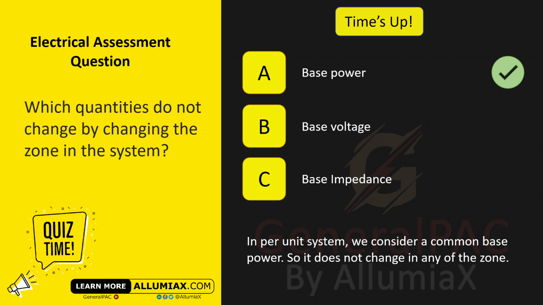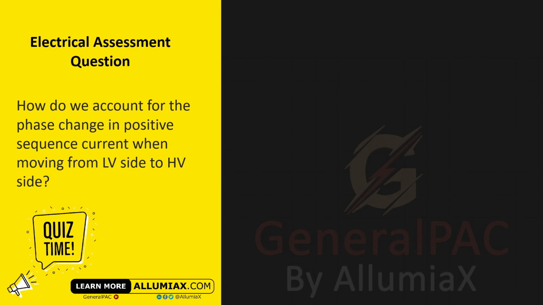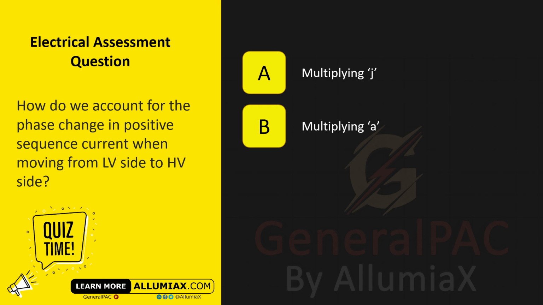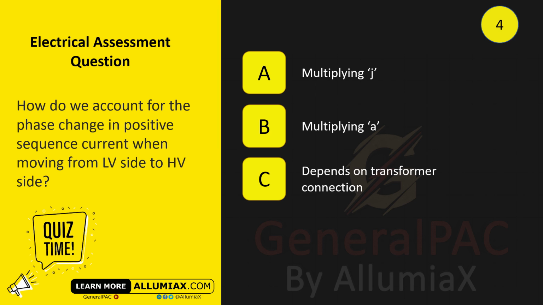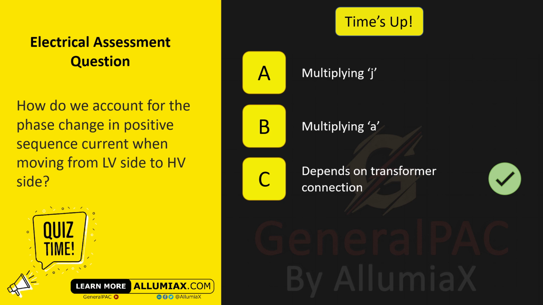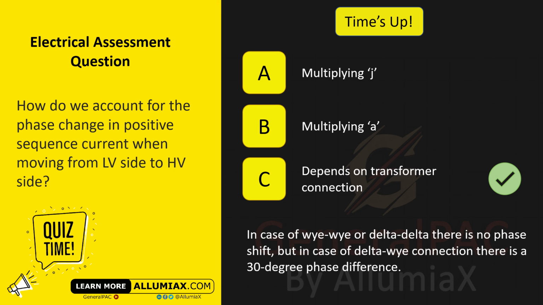How do we account for the phase change in positive sequence current when moving from low voltage side to high voltage side? A. Multiplying J. B. Multiplying A. C. Depends on transformer connection. Time's up. The answer is C. Depends on transformer connection. In the case of wye-wye or delta-delta, there is no phase shift, but in case of delta-Y connection, there is a 30 degrees phase difference.